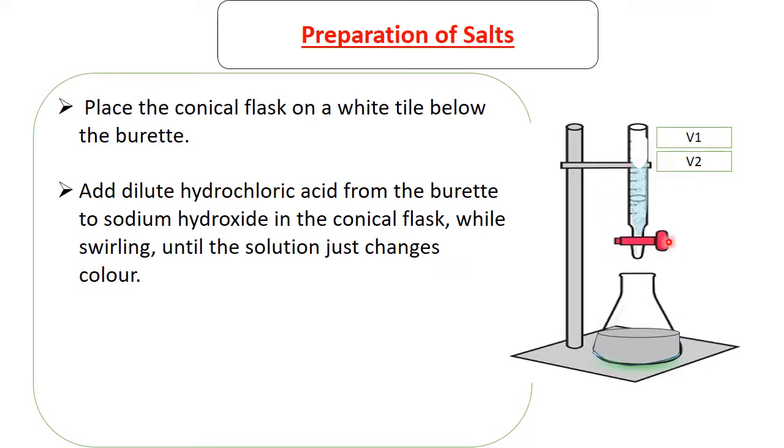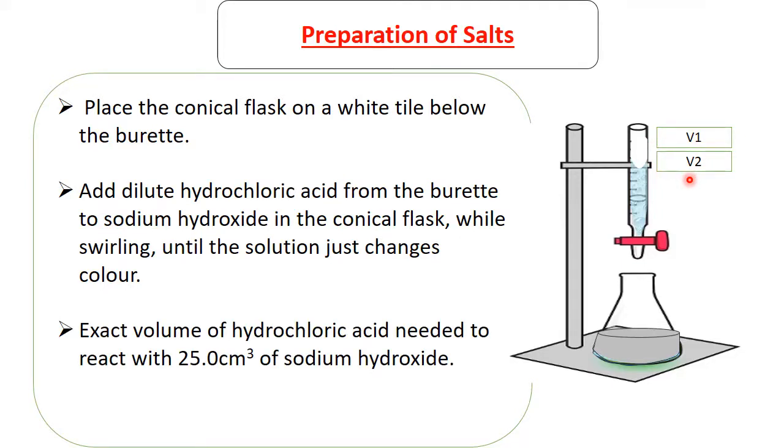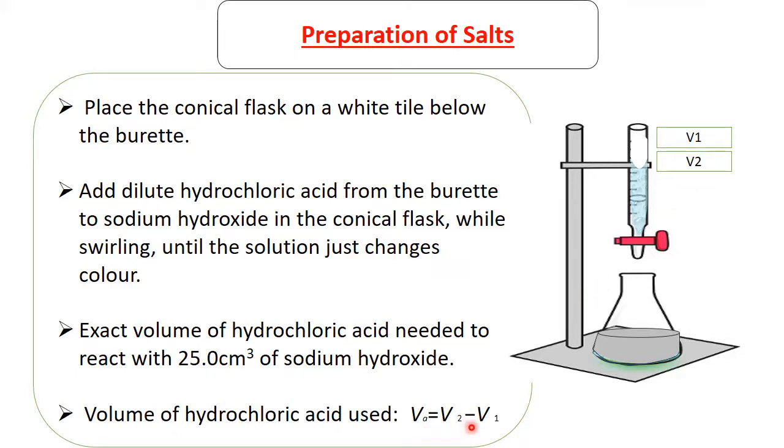So what we're trying to do here is determine the amount of acid that's going to react with 25 centimeter cubed of sodium hydroxide. We get the amount of acid by subtracting the first volume from the second volume. The first volume is 0, so whatever this is, we're going to get this number minus 0. What we get is the volume of acid that has been used. So now we know the exact volume of hydrochloric acid needed to react with 25 centimeter cubed of sodium hydroxide, and we get it by V2 minus V1.